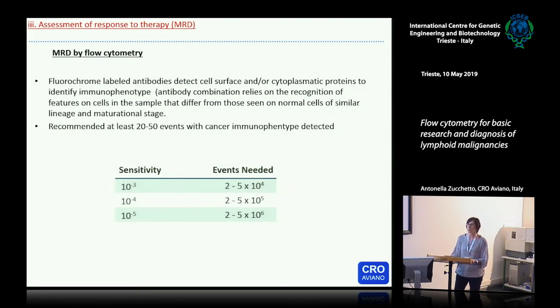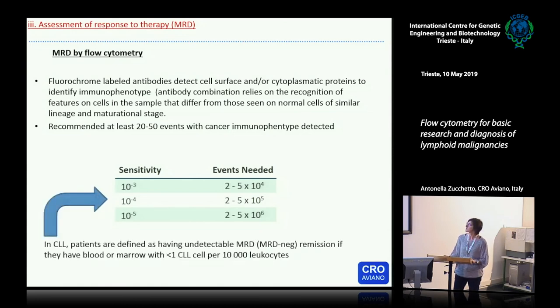The number of events recommended for this MRD detection is about 20-50 events. And in the case of flow cytometry, in chronic lymphocytic leukemia, but also in other malignancies, patients are defined as having undetectable MRD, they are in remission, if they have blood or marrow with less than one CLL cell per 10,000 leukocytes. And it means that you are in this range of sensitivity, and you have to acquire at least 200,000 or half a million events.